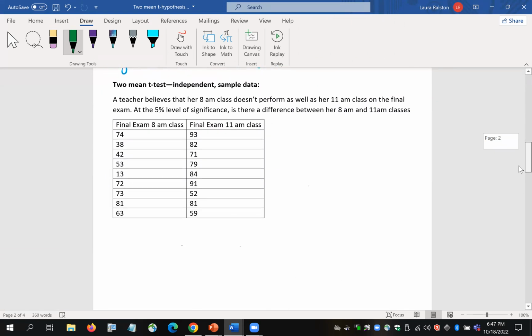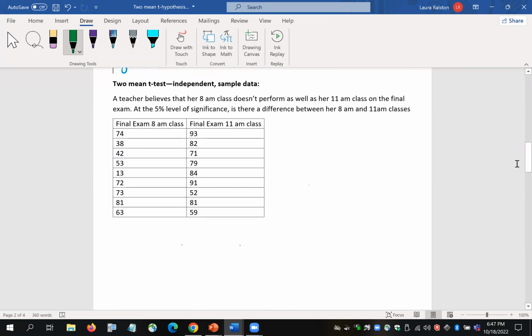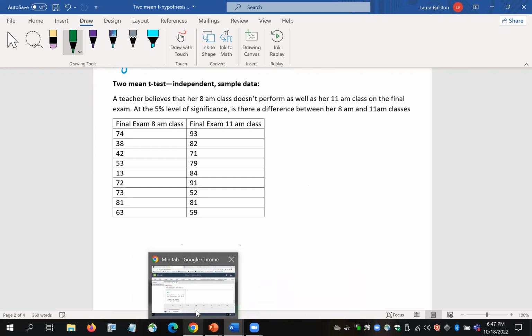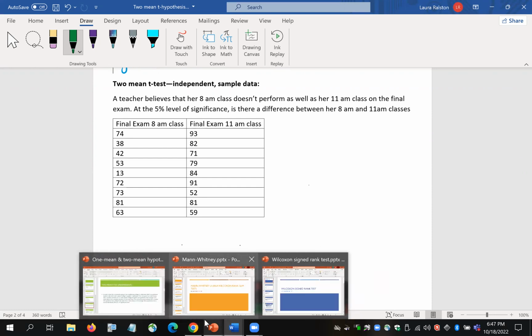All right, so let's move on to another example. It's still a two-mean t-test independent, but the difference is in this particular problem, you are given the raw data. See, the difference is I have the list of data. It doesn't tell me we had this many in the sample and a sample mean of this and a standard deviation, okay? So I have the raw data.